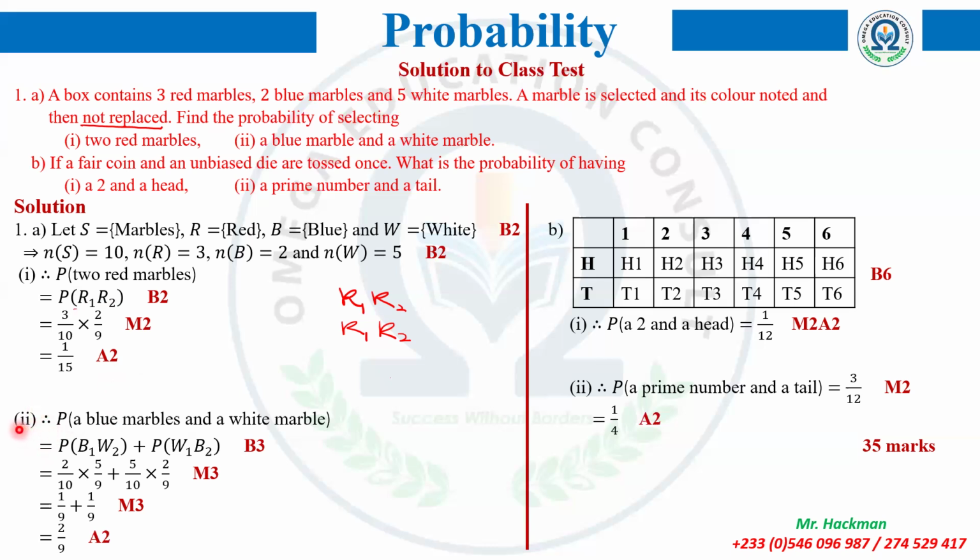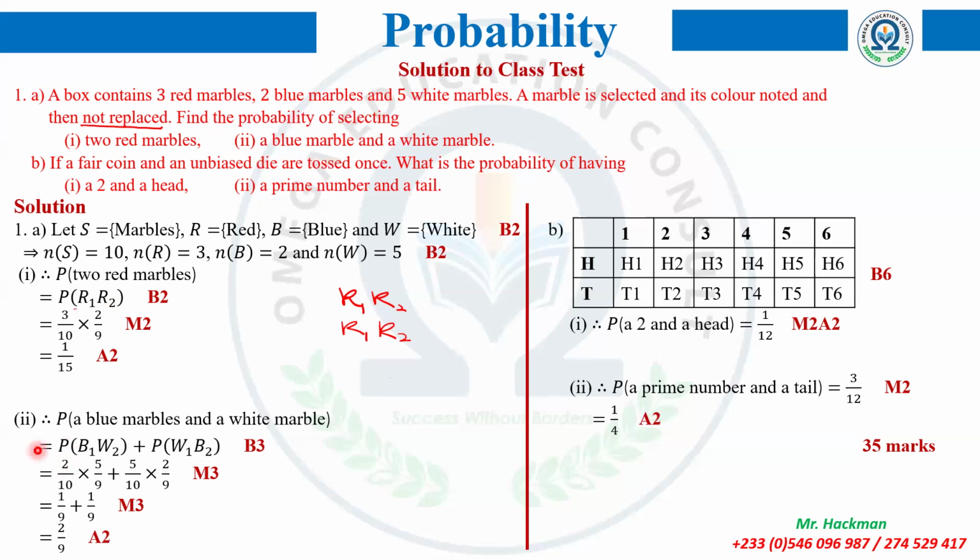Now we are done with part i. What are we supposed to find? We are supposed to find the probability of selecting a blue marble and a white marble. So P, a blue marble and a white marble. In fact, it shouldn't be "blue marbles", it's supposed to be "a blue marble". I will do the change later, it's a typo error. Pardon me for that.